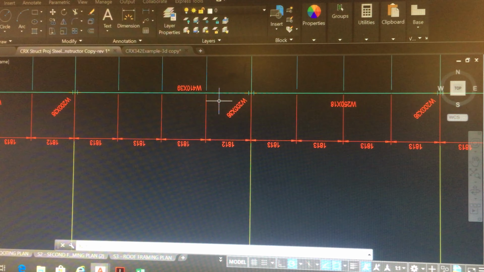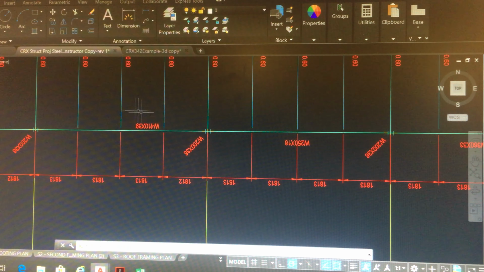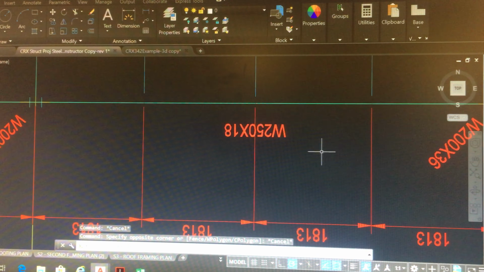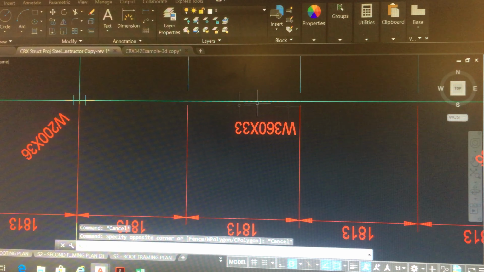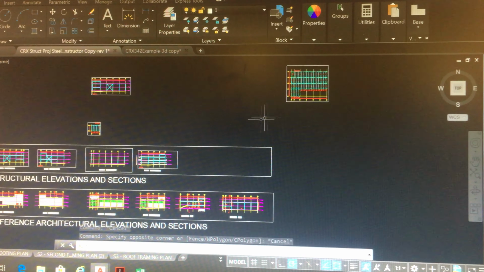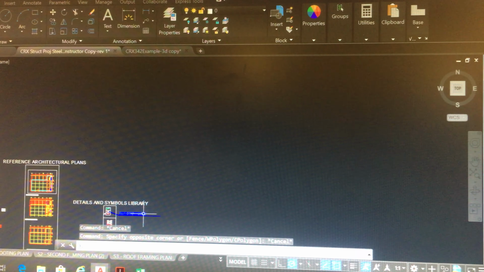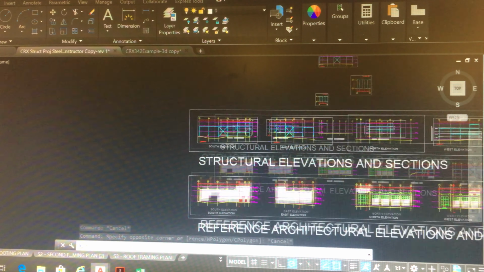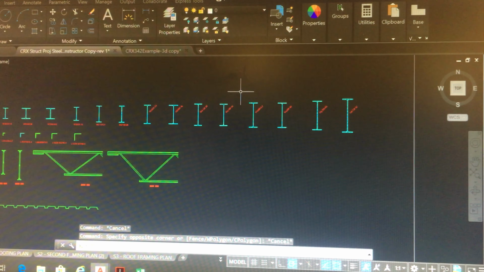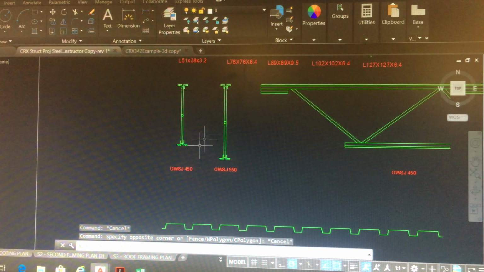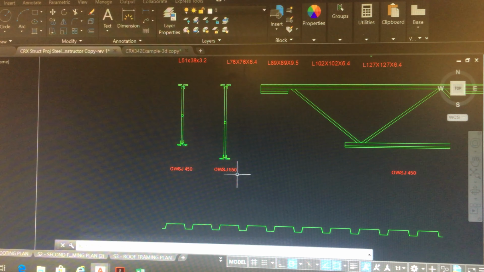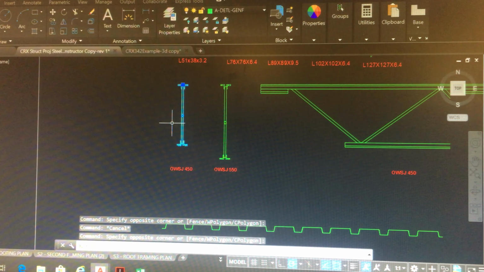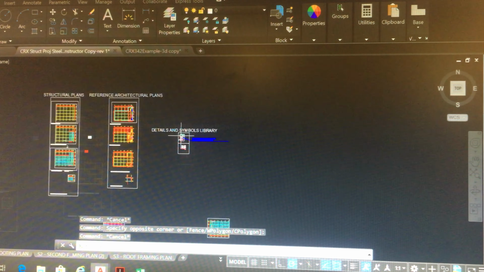250 by 18, 410 by 39. This one you already have, so you can have a copy of that. 250 by 18, 360 by 33, and place the joists, okay? The joists I'm also providing to you, you can either use these ones over here, or you can use these ones over here that are here for you. There's only 2 joists that we are using, 450 or 550. You can use these 2 over here, okay? They are provided to you.